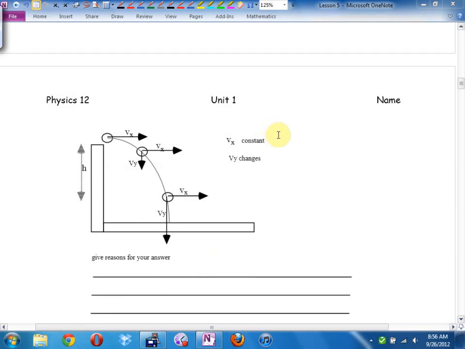Vx is constant. That means that, turn the page, Ax is 0. By the way, my abbreviations for horizontal and vertical, how about X and Y? Nice, Emily, concise, easy, and clear. And Vy changes because Ay, although it's constant, it's not 0. It's negative 9.8 meters per second squared.